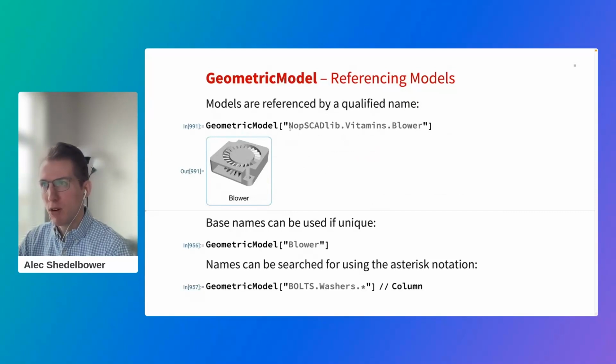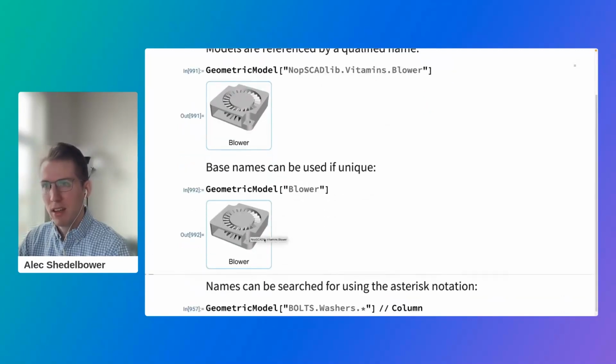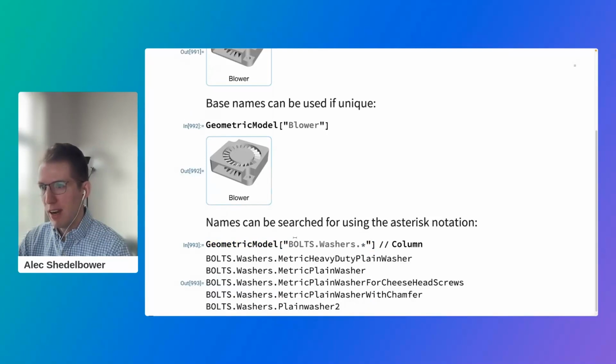Instead of using this fully qualified name, we could just use the final base name if it's unique, so it saves a little time there. So we just have this nice little fan blower. And lastly, if you want to search to see what parts are available, you can use this asterisk notation, where we give the string path you want and then put the asterisk, and it will find any names that match. So in this case, we're looking up all the different washer models in the bolts library.